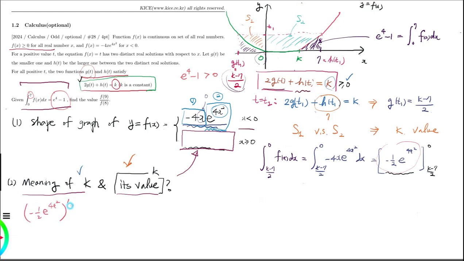When you take the derivative of negative 2 times e to the 4x squared, it will give us e to the 4x squared. By the chain rule, we take the derivative of 4x squared, which is 8 times x. So the whole derivative will be 4x times e to the 4x squared.